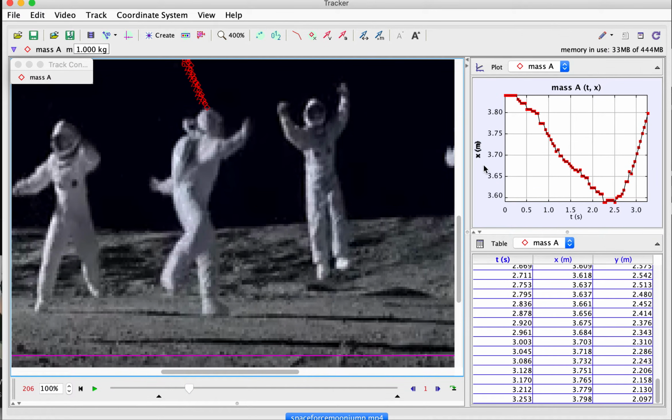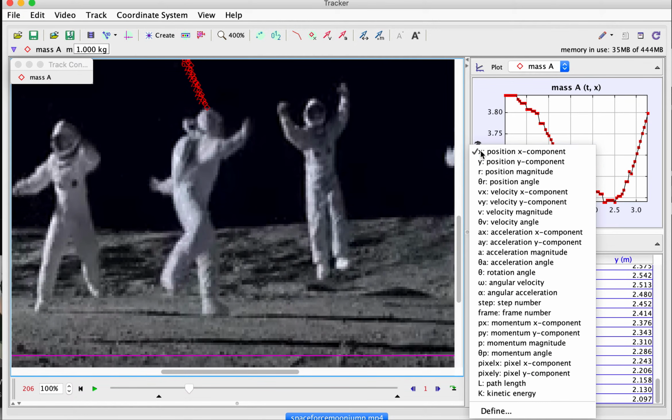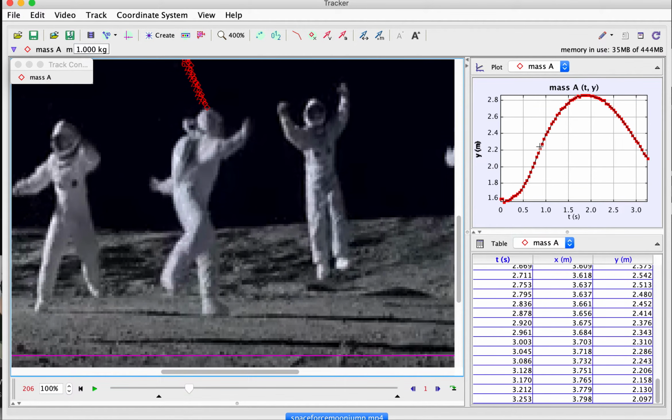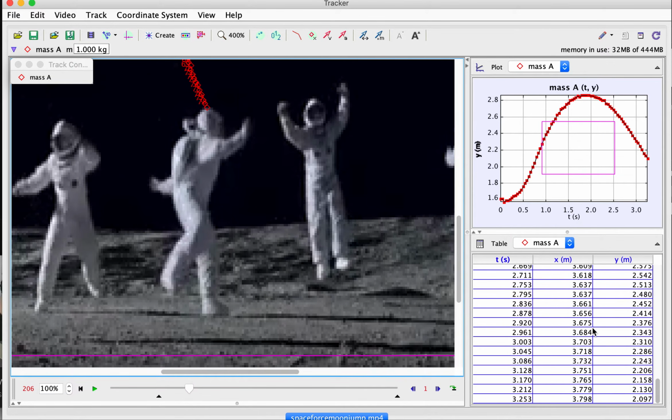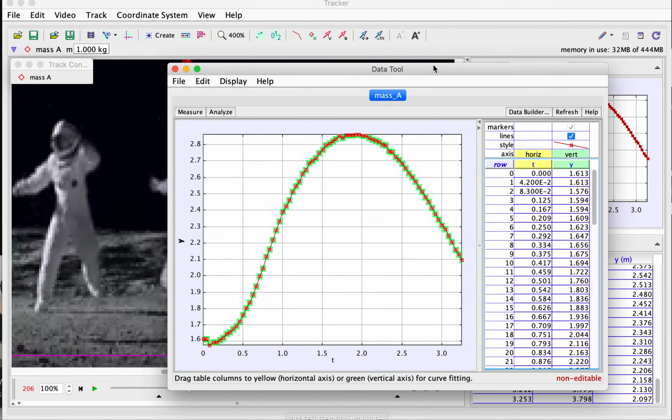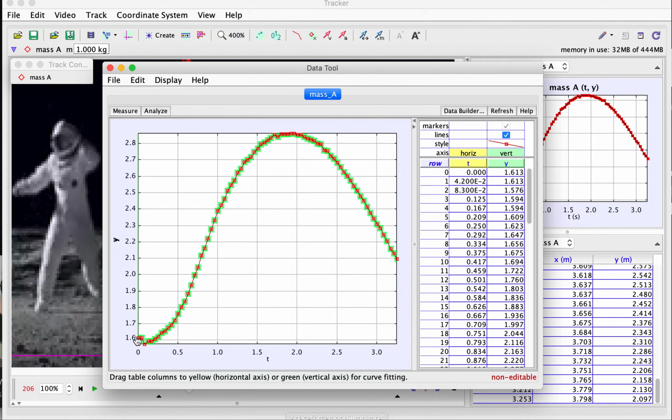So this is the X motion. Okay, but I want the Y motion, so I'm going to go over here to click to Y position. And actually, look, that's a nice parabola. Now, I want to fit a quadratic equation to that, so I'm going to right-click and go to Analyze. And this will pop up a new window. Now, this is the jump part right here. I don't want that. I just want the other stuff.